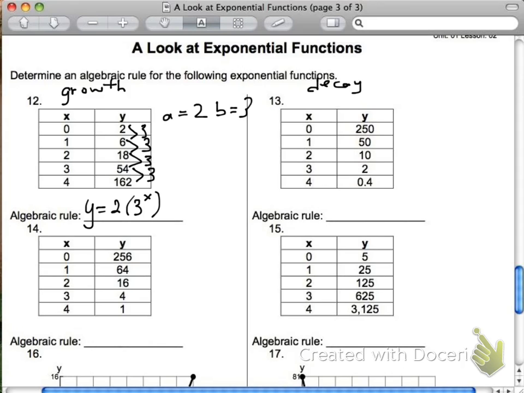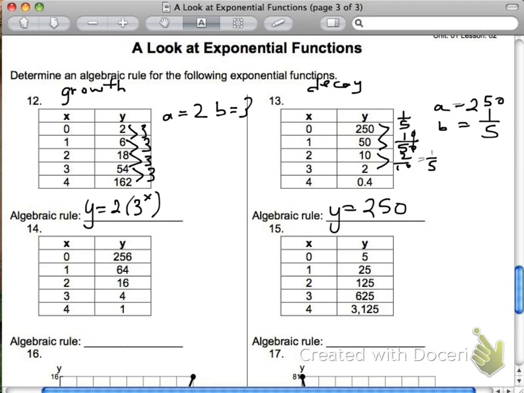They're decreasing, right? Okay, so what is my A value? 250. What is my B value? 1/5. 250 divided by 50 is 1/5. An easier way to find that is 10 divided by 50. Cancel out the zeros, you have 1/5. Or 2 divided by 10, if you reduce that, it's 1/5. So in any case, B is 1/5. So what is my algebraic rule? Y equals 250 times 1/5 to the x power.